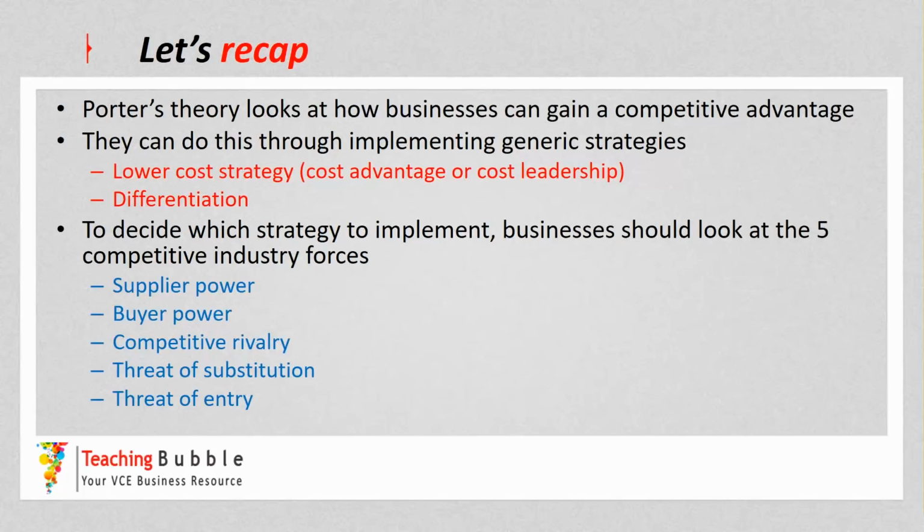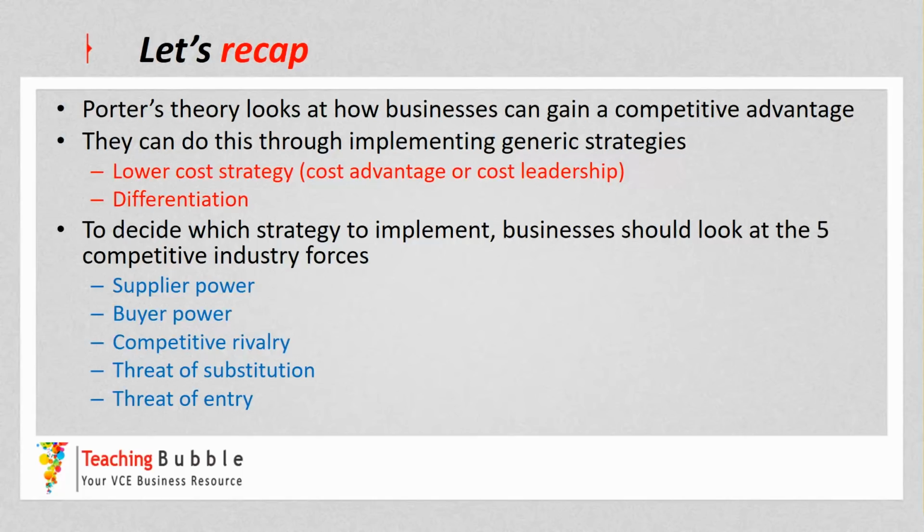So just to recap, Porter's theory is based on generic strategies that will enable a business to gain a competitive advantage. There's two generic strategies that are listed in our study design: the lower cost strategy, where a business looks to be the low cost producer in the industry, and the differentiation strategy, which is where a business looks to offer something unique that's valued by customers.